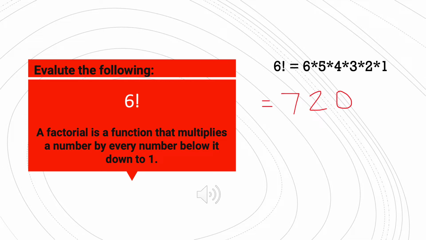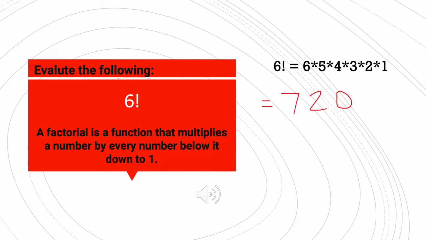You may be asked to evaluate a factorial. A factorial is a function that multiplies a number by every number below it, all the way down to 1. So to evaluate something like 6 factorial, that means we multiply 6 by every number below it down to 1. So 6 factorial equals 6 times 5 times 4 times 3 times 2 times 1.